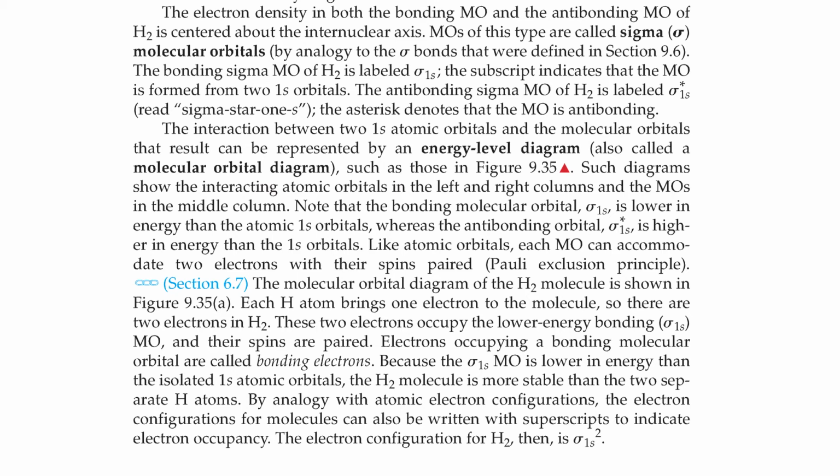The molecular orbital diagram of the hydrogen molecule is shown in figure 9.35. Each hydrogen atom brings one electron to the molecule, so there are two electrons in hydrogen. These two electrons occupy the lower energy bonding molecular orbital and their spins are paired. An electron residing in a bonding molecular orbital is called a bonding electron. Because the sigma 1s molecular orbital is lower in energy than the isolated 1s atomic orbitals, the hydrogen molecule is more stable than the two separate hydrogen atoms. By analogy with atomic electron configurations, the electron configurations for molecules can also be written with superscripts to indicate electron occupancy. The electron configuration for H2 then is sigma 1s2.